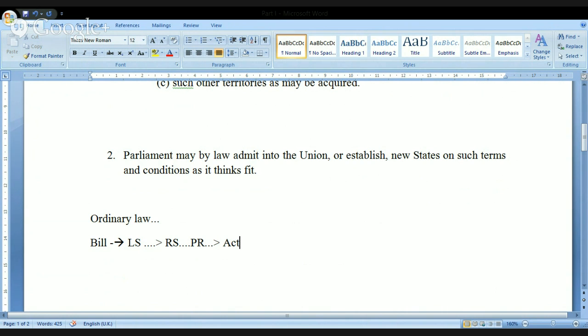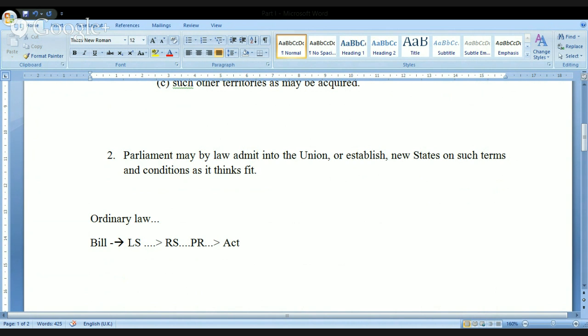So kindly remember, in future classes also, very frequently we are going to come across the words "Parliament may by law." Whenever we use these words, I am talking in terms of an ordinary bill. Every point we understood regarding the ordinary bill in class number 1 is applicable here. Hence, this bill can be introduced either in the Lok Sabha or in the Rajya Sabha. After it is passed in both houses of Parliament, it will go to the President of India, then it will become an act.